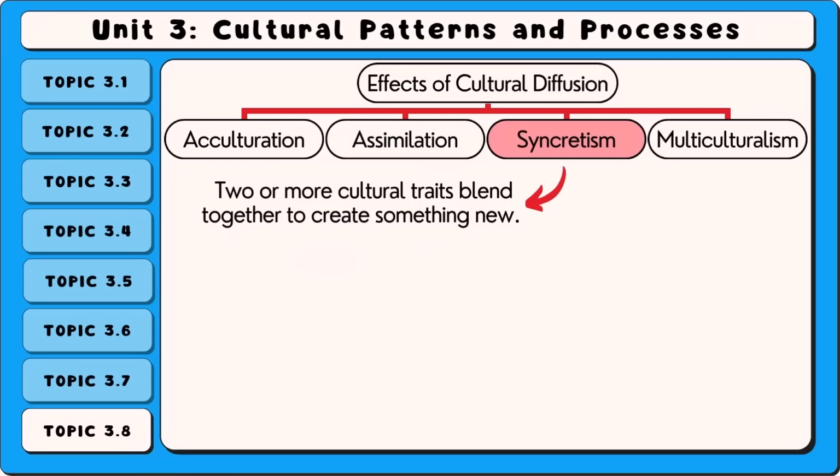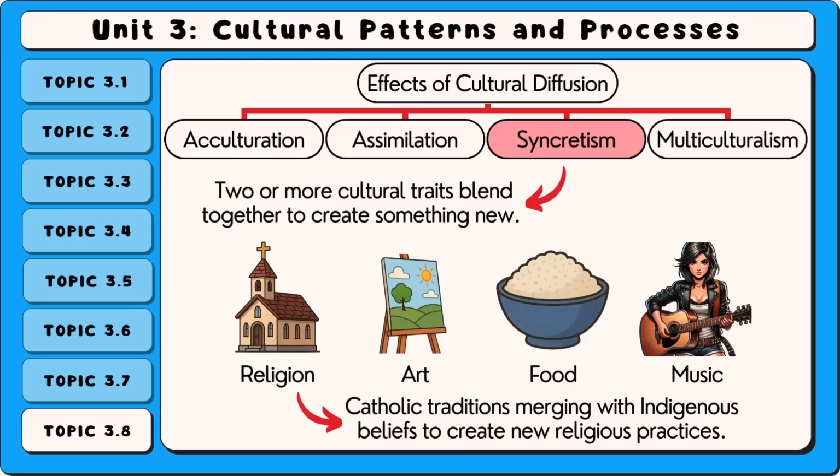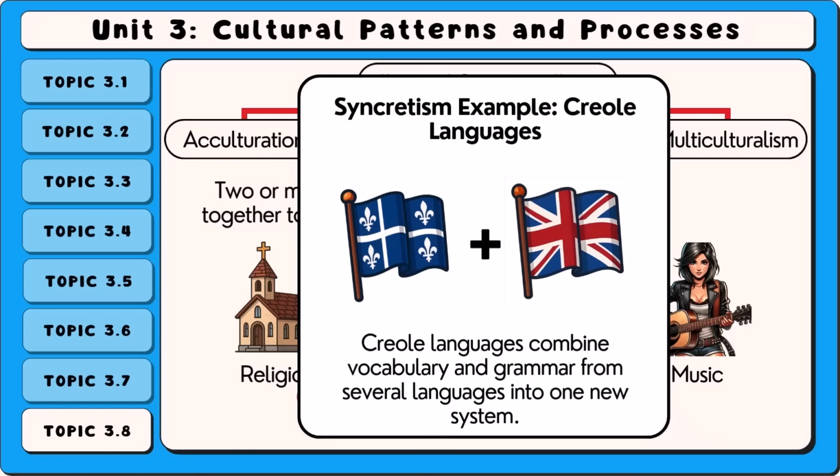Syncretism is the process by which 2 or more cultural traits blend together to create something new. This is common in religion, art, food, and music. For example, in Latin America, Catholic traditions merged with indigenous beliefs to create new religious practices. In language, Creole languages are examples of syncretism, combining vocabulary and grammar from several languages into one new system. Syncretism reflects creativity and cultural exchange, often forming something unique that neither culture had before.